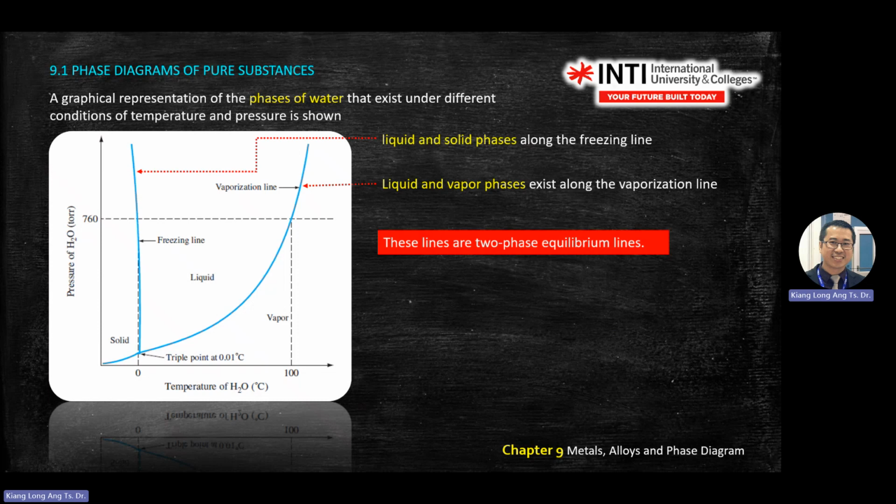Okay, so all these lines, because they have two neighbors, when you change the temperature or the pressure, you will change form, right? Either to the left hand side neighbor or right hand side neighbor. So this one, you can either form into solid or jump into liquid form.